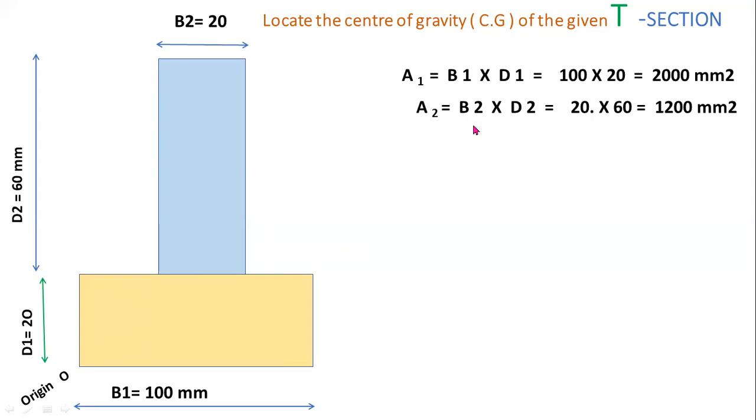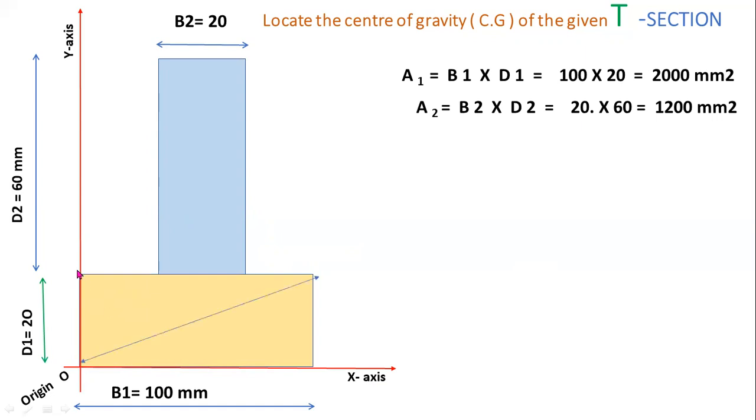Now A2 equal to base B2 into depth D2. B2 equal to 20 and D2 equal to 60 mm. So the area of an upper rectangle A2 equal to 20 mm into 60 mm equal to 1200 mm square. These two are individual areas. Now you have to consider reference X and Y axis. Always you have to prefer X and Y axis at the lower left hand corner. It is better. So this is Y axis, this is X axis. Now this is the origin.